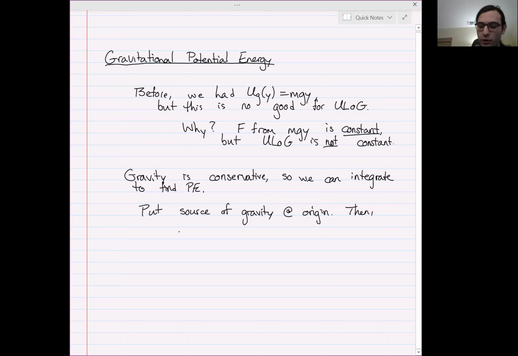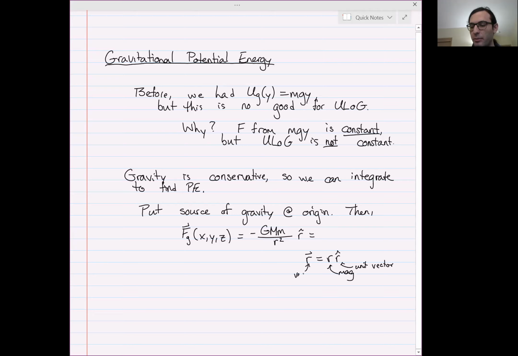Then the force of gravity as a vector and a function of x, y, and z, because it depends on where the thing feeling the force is, is equal to minus G, and I'm going to use capital M for the mass of the sourcing object and little m for the mass of the object that's feeling the gravity, divided by r squared times r hat. Now we can actually rewrite this a little bit. Notice that r, the vector, is equal to r times r hat. So this is the magnitude, this is the unit vector, and this is just the vector that points from the origin to the place of interest. I'm going to take this and put it aside.